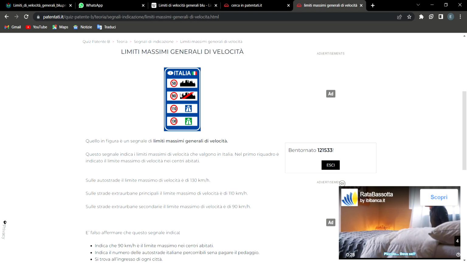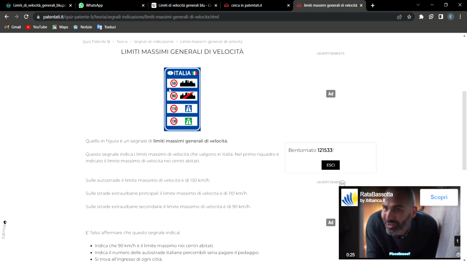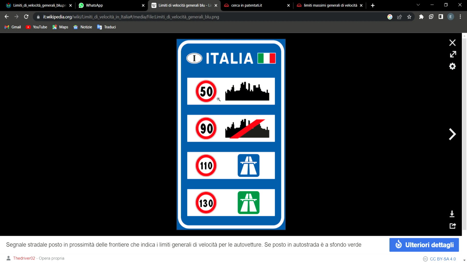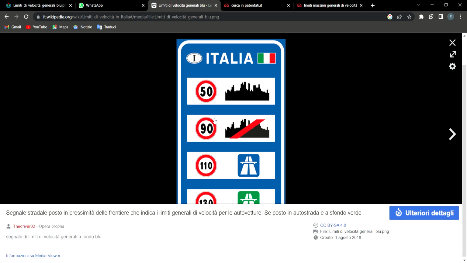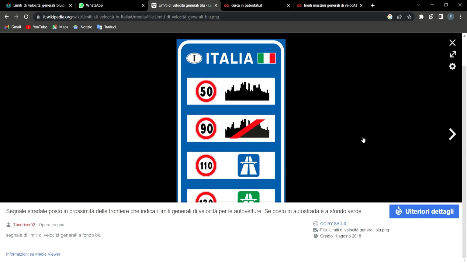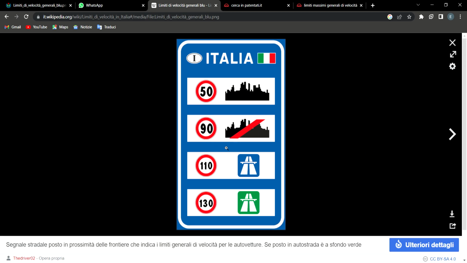So on this very road, we have 4 categories of road. Number 1 is the centro abitati, where you are permitted to drive just only 50. So we have extraurbana secondario, where you are permitted to drive only 90. Then the extraurbana principale, where you are permitted to drive only 110. So lastly, we have the autostrada. This one is the highest among the other categories. So on this kind of road, you are permitted to drive 130 as maximum, maximum di velocità.